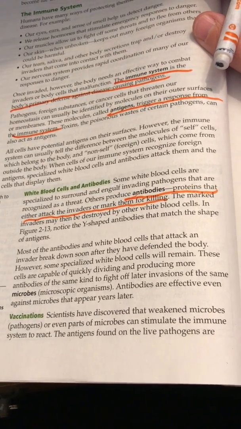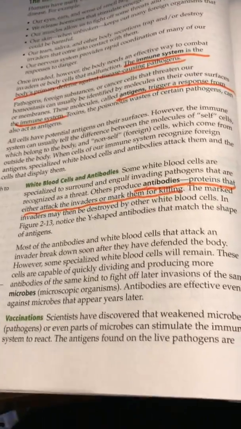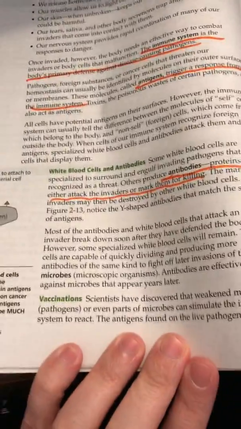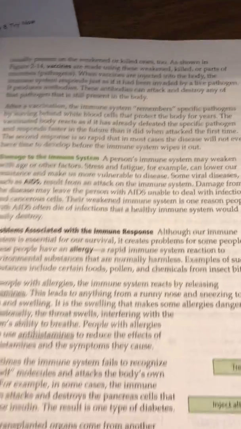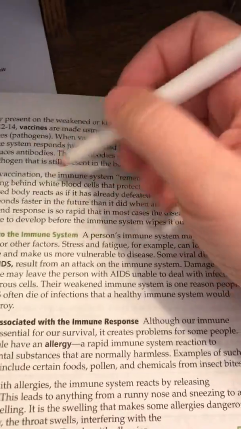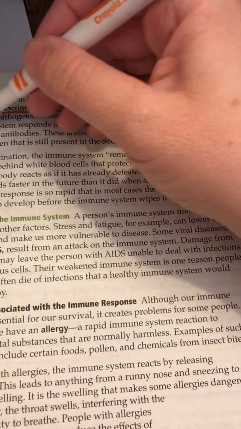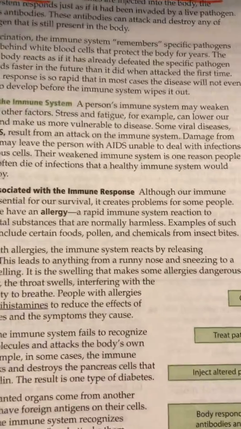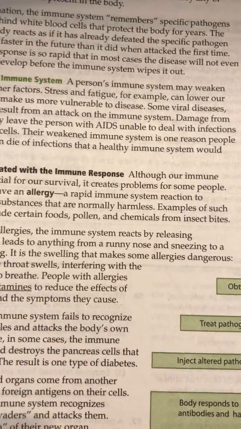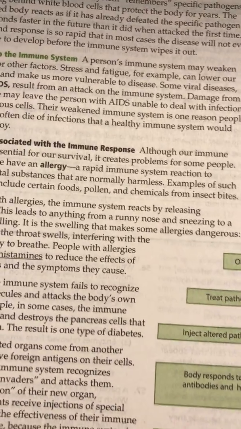Vaccinations. Scientists have discovered that weakened microbes or pathogens, or even parts of microbes, can stimulate the immune system to react. The antigens found in the live pathogens are usually present in the weakened or killed ones, as shown in Figure 2.1. Vaccines are made using these weakened, killed, or parts of pathogens. When vaccines are injected in the body, the immune system responds just as if it had been invaded by a live pathogen. It produces antibodies. These antibodies can attack and destroy any of the pathogens that are still present in the body.